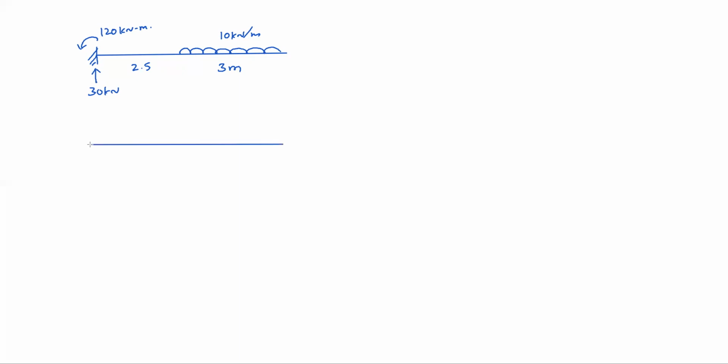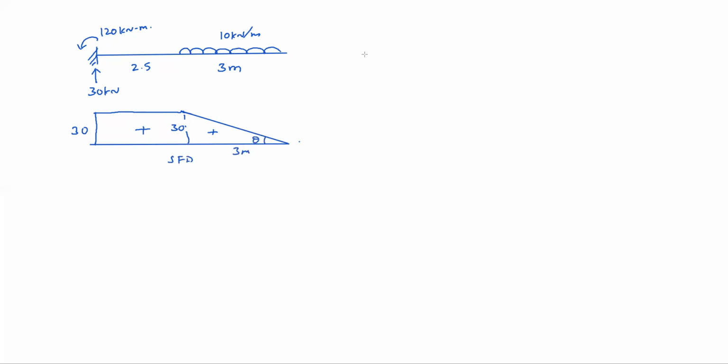Shear force diagram first. 30 up. Then here constant. Then 10 into 3, 30. Every meter, 10 drops. So it drops like this, a straight line. Entirely positive. This is the SFD. Same here also, tan theta, 10 you can observe.